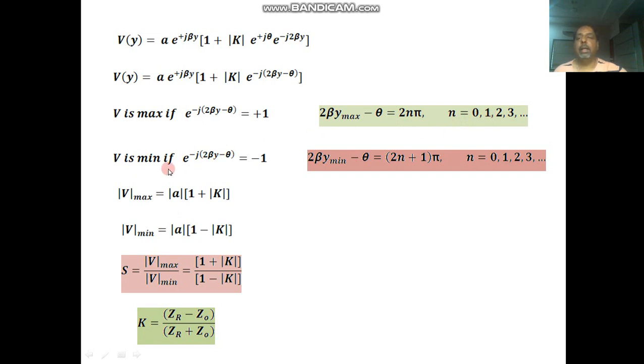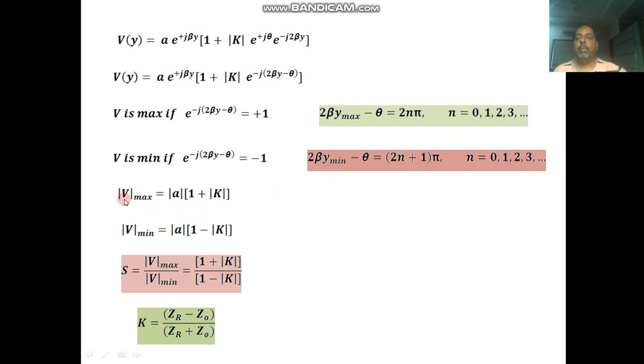Similarly, it will be minimum if e to the power minus j 2 beta y minus theta is equal to minus 1. This will be possible when this value is equal to (2n plus 1) pi. So n is equal to 0 will give you the first minima, n is equal to 1 will give you the second minima, the position of the second minima.